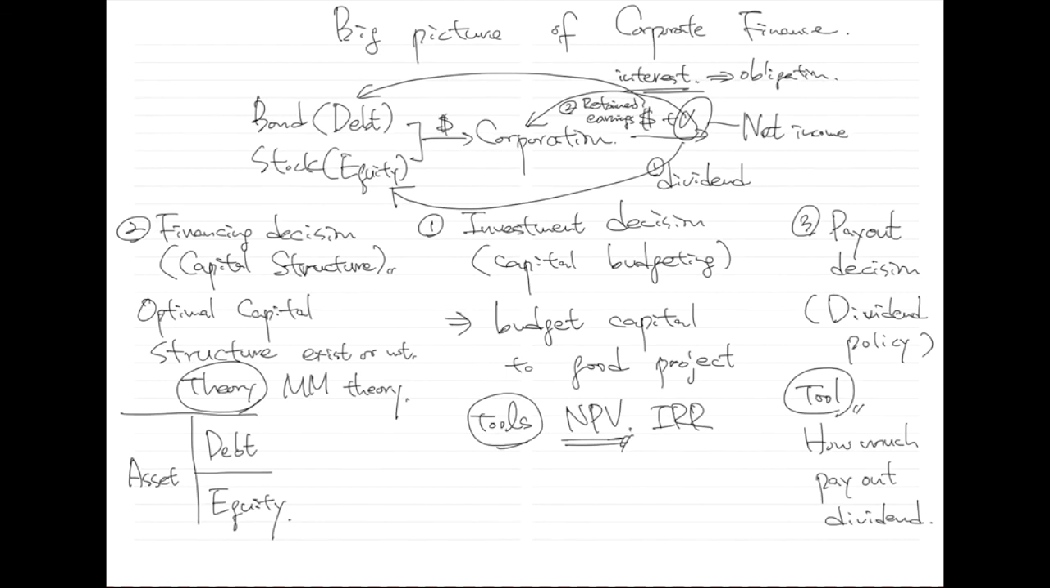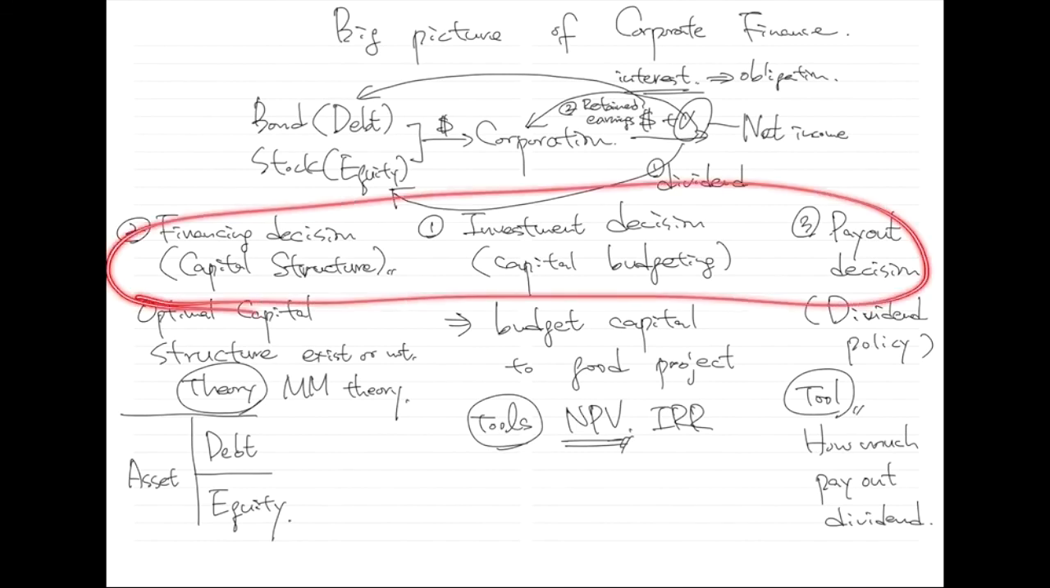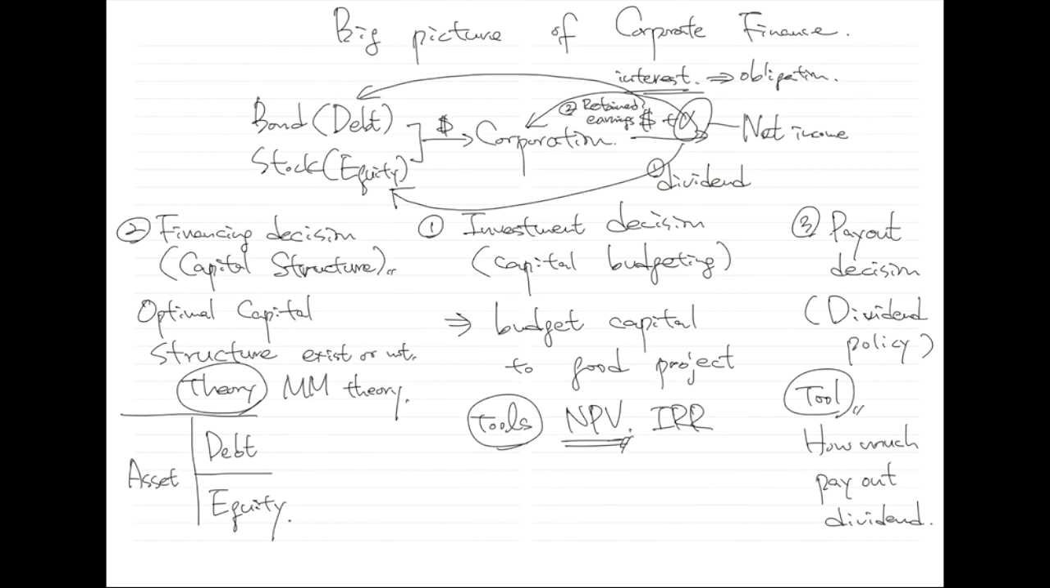We learned the payout decision, the dividend policy, right? So in this part, we learned some tools, the residual dividend model. It can be used as a long-term guideline for how much dividend to pay out, right? Finally, we learned all three decisions of the firm, right? The three major decisions. The first one is the investment decision, we call that capital budgeting. The second one is the financing decision, we call that capital structure. And the last one is the payout decision, dividend policy, right?